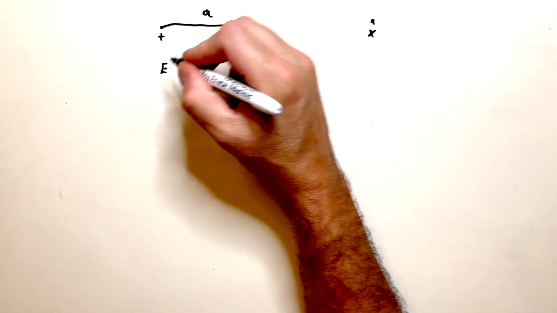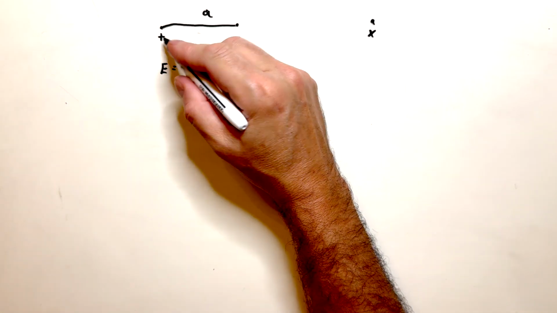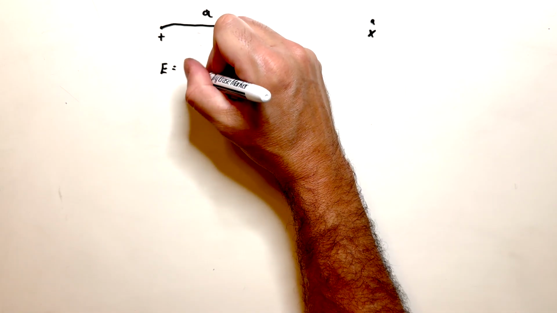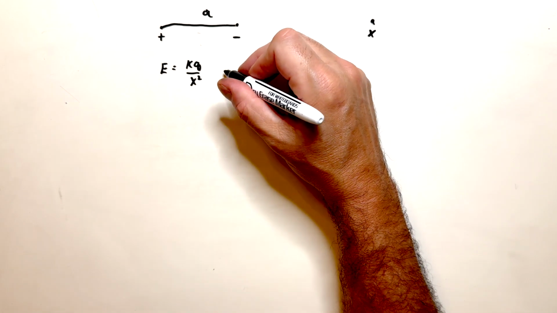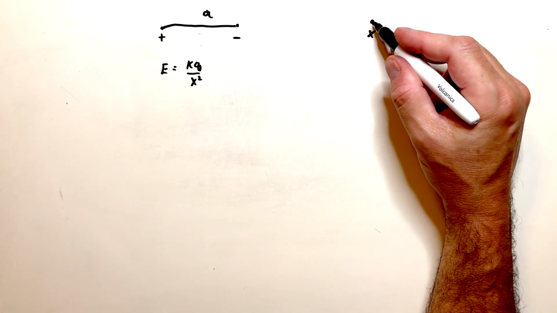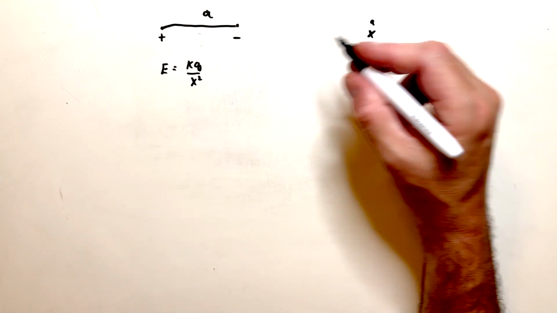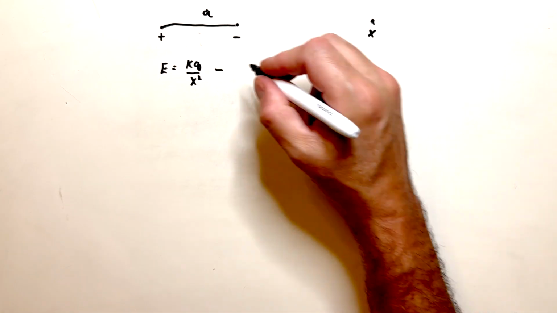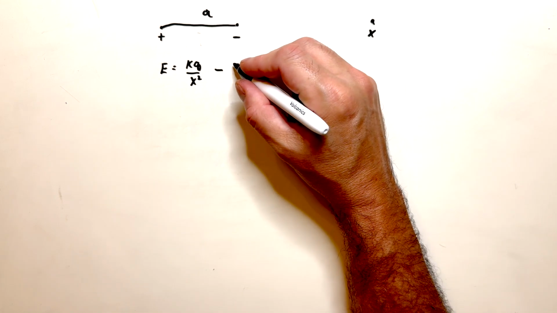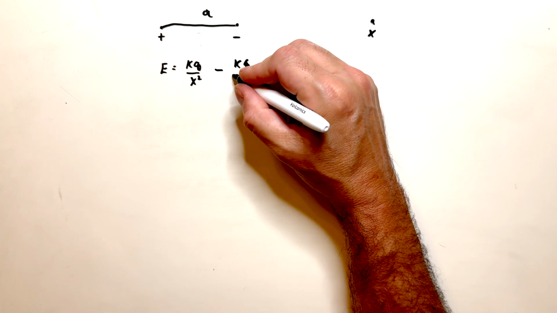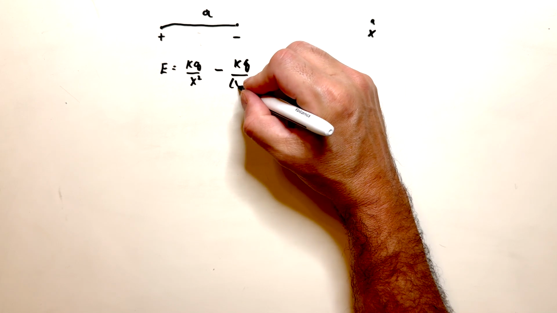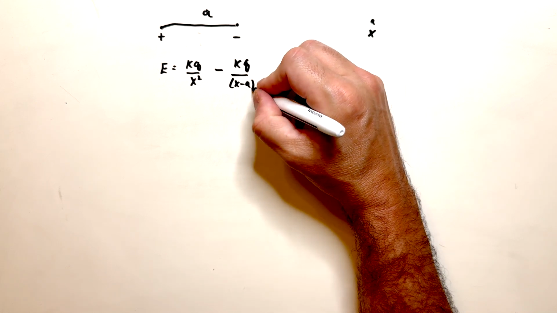So what does the electric field look like? The electric field from the positive charge will, of course, be repulsive, and that will be kq over x squared. But the negative charge will have an attractive force on the test charge because we assume test charges are positive. So this will have a minus sign in front of it, and it will be a distance x minus a away. We can write this as kq, because the magnitude is the same, over x minus a quantity squared.